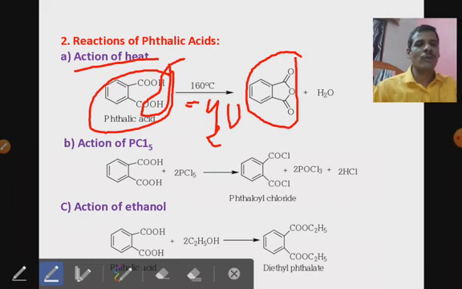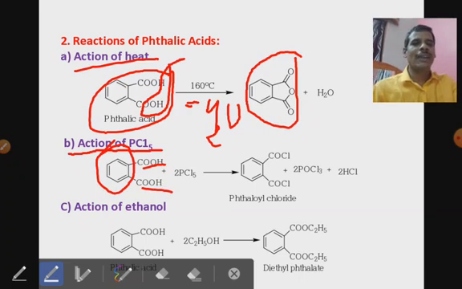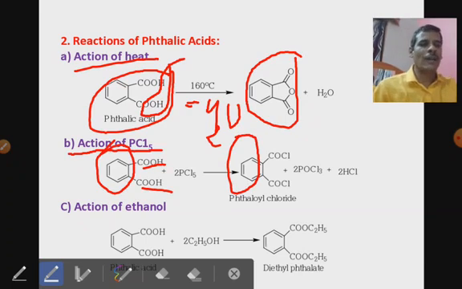Already this experiment we have to perform in the first year syllabus also. See the second reaction, the action of phosphorus pentachloride. We know that phosphorus pentachloride as well as thionyl chloride, SOCl2, are halogenating reagents, also called chlorinating reagents. This phthalic acid contains 2 COOH functional groups, and only these two carboxylic acid groups undergo the chlorination reaction. The aromatic system remains intact, as it is. There is no reaction on that particular aromatic system.